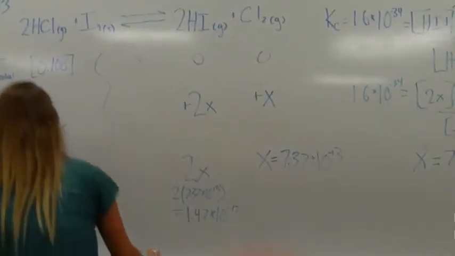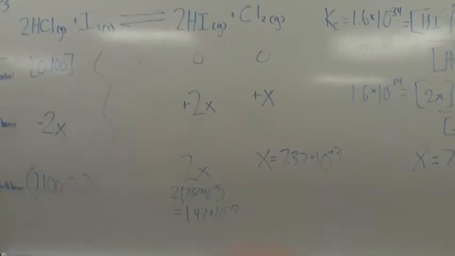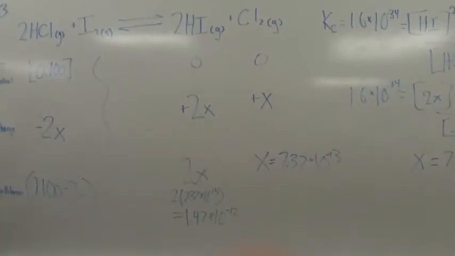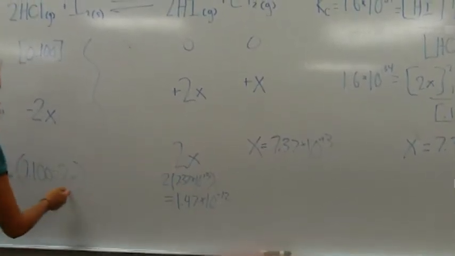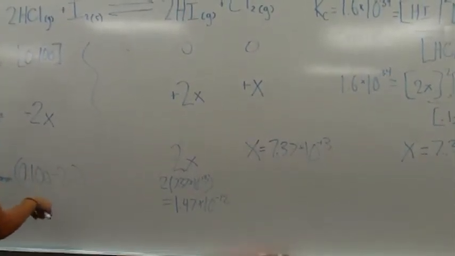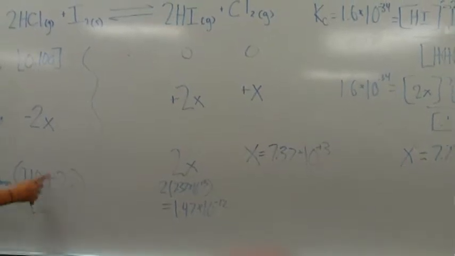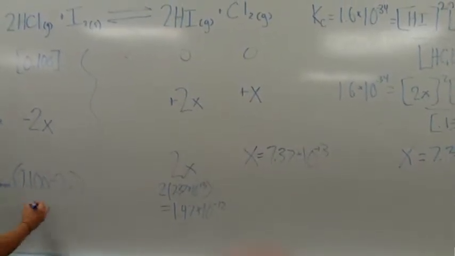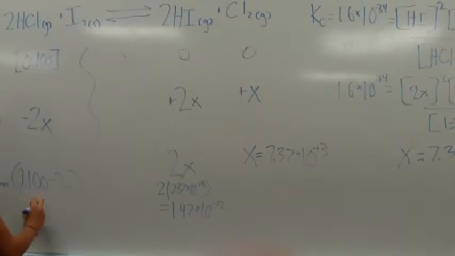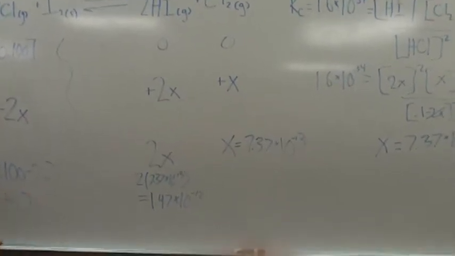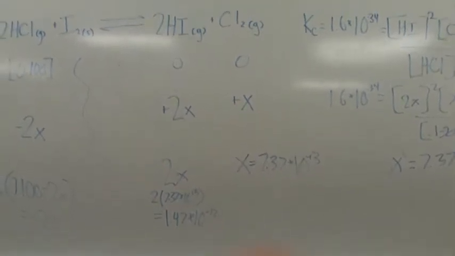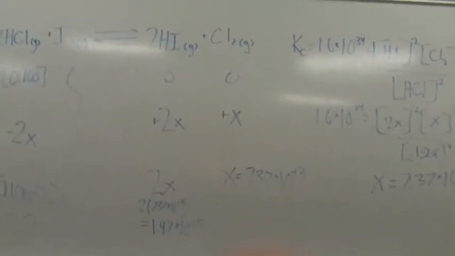And then over here, we said that was negligible, which you can also see if you were to plug x in here and solve it with the sig figs that we get, we'd end up rounding back to 0.1 anyways. So the equilibrium concentration for our HCl is still just 0.1. And that is that problem.